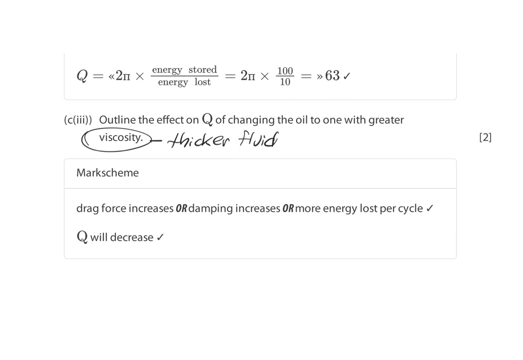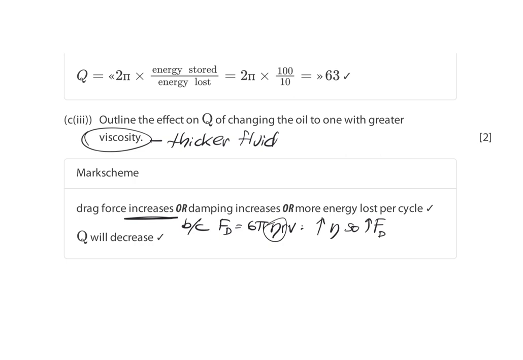It's going to reduce the amplitude of the oscillations, which we call damping. And so if it's a thicker fluid, that drag force is going to increase because the viscosity increases. And so if there's a greater drag force, it's going to cause greater energy loss per cycle.